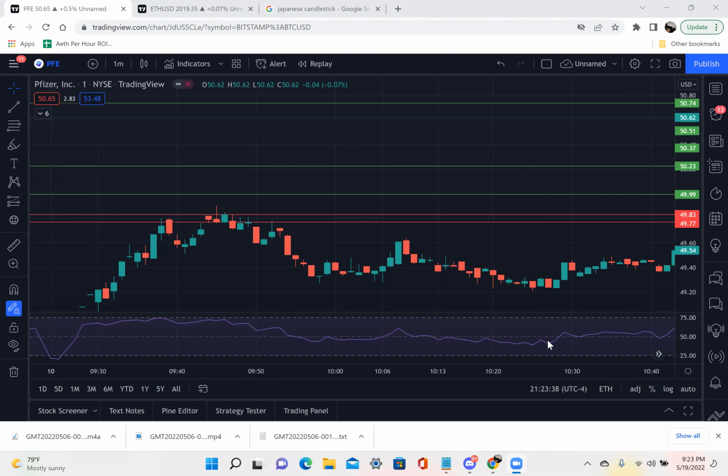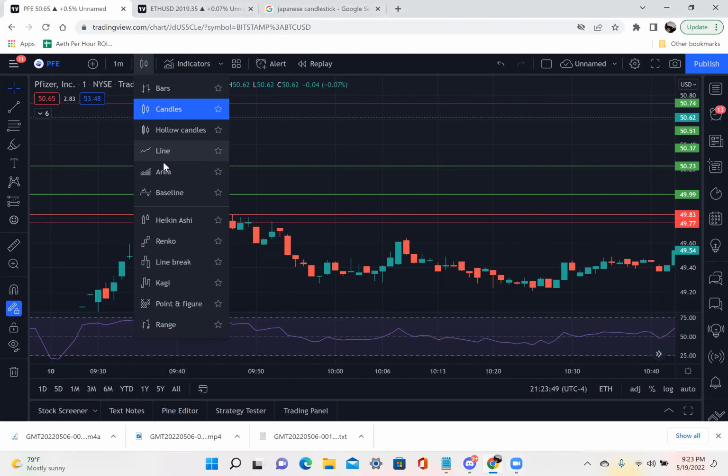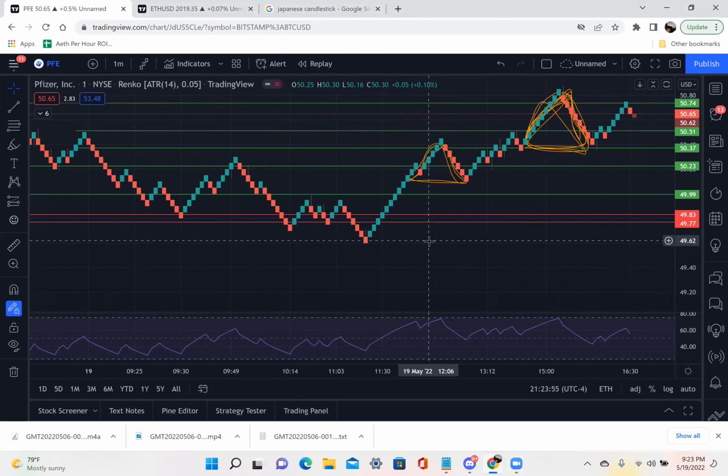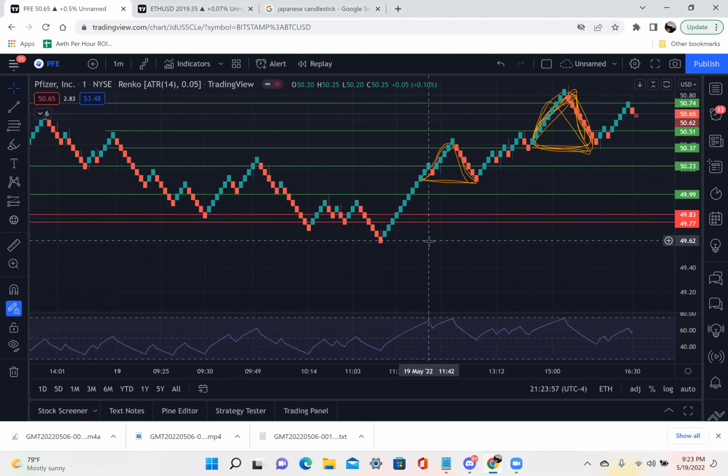You said Renko bricks? Is that an indicator? It's another candlestick style. So if you click on the candlesticks, you know how you have Heikin Ashi, regular candles? The next one should be Renko. Yep, there you go. Oh my God, that is a lot easier sometimes to see.